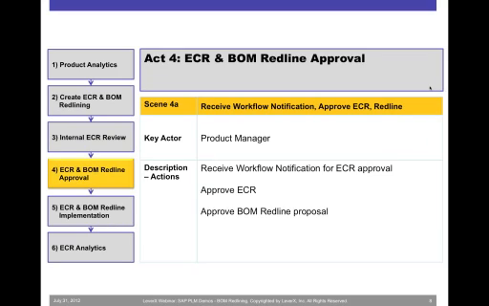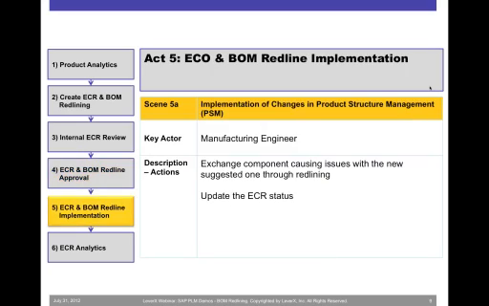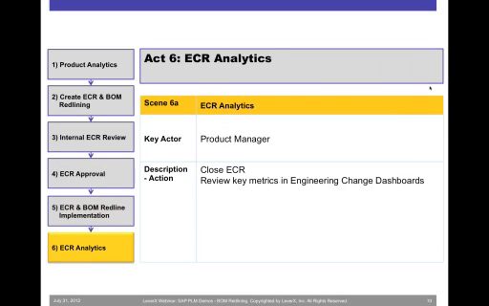That gets us to scene 4, whereupon our product manager will receive notification of the ECR approval, approve the ECR, and approve the BOM redline proposal. Now in scene 5, the manufacturing engineer will receive the authorization to go ahead and exchange the component causing the issues with the new suggested one through the redlining, and then update the ECR status, whereupon our last scene is our product manager now closing the ECR and reviewing key metrics in the engineering change dashboard.